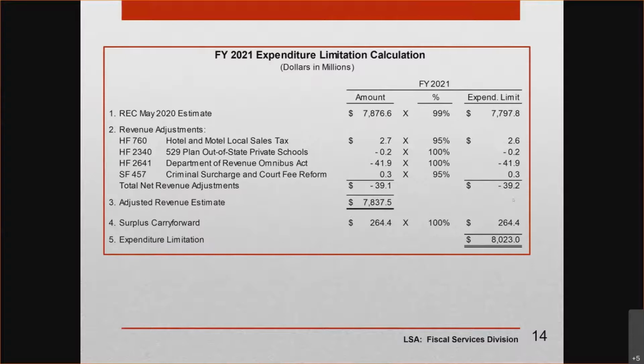But it changed from a negative 39.1 to a negative 39.2 that you would subtract off just because the numbers were so low. But then down on number 4 here is a surplus carry forward. At the time that we were working on the budget, the estimated carry forward was $264.4 million. So that got added at 100%. And so you just do the simple math on the right-hand column, and you add up all the numbers, and the expenditure limitation came up to be $8,023,000,000.